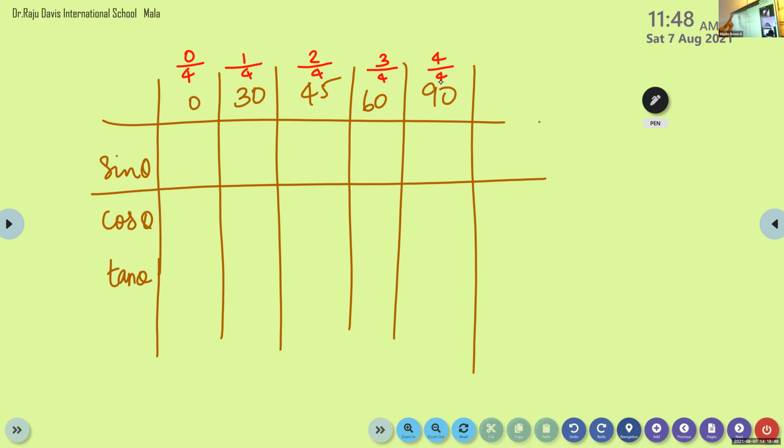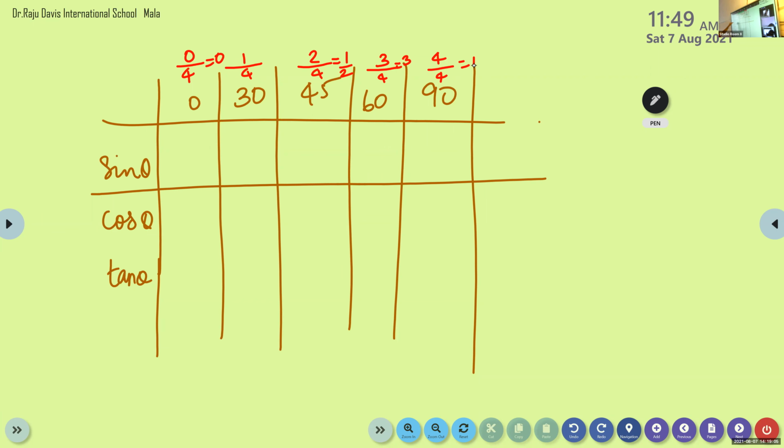What is 0 by 4? It is 0. 1 by 4, already it is in simplest form. 2 by 4, if you write in simplest form, it is 1 by 2. 3 by 4, we can't simplify it further. But here it is 1, isn't it?